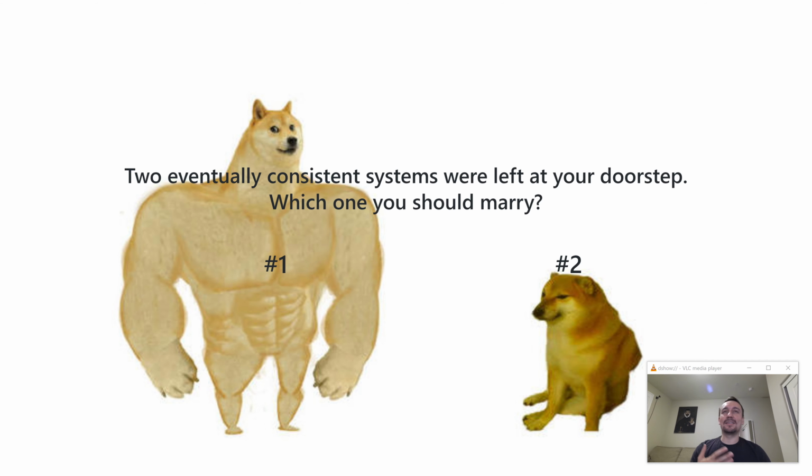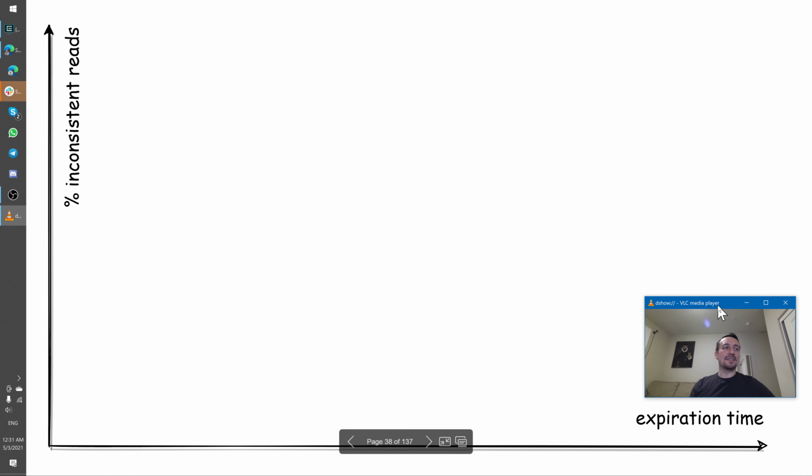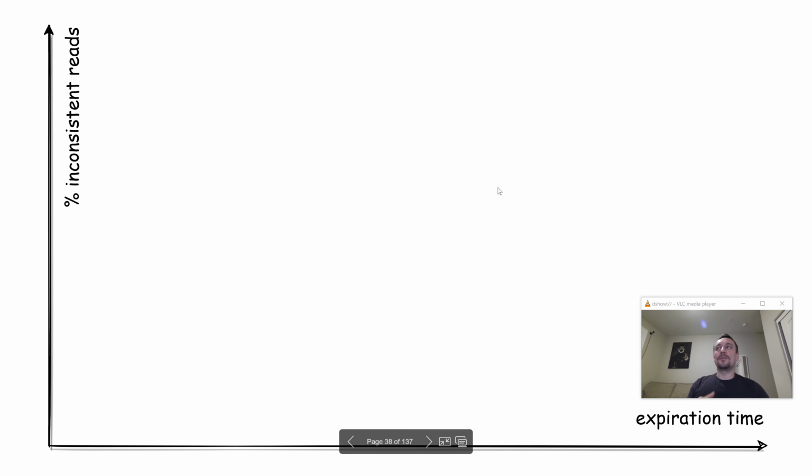So anyway, now let's say you have two eventually consistent systems, and you try to conclude which one is easier to use, or easier to maintain, consume, something like this. The question is, are all eventually consistent systems equal? And the answer is no. The key difference is the rate of inconsistencies you see.